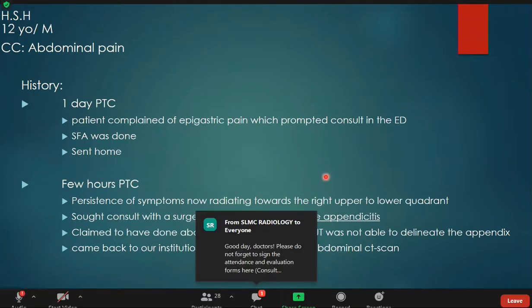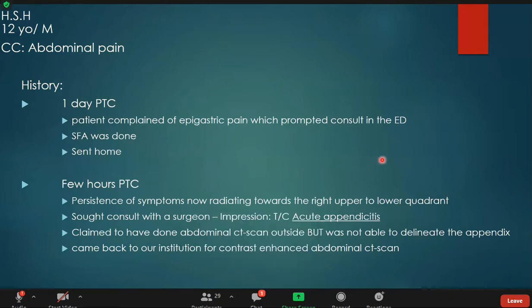Now the patient is complaining of radiation towards the right upper to the lower quadrant. They sought consult with their surgeon, and they were considering acute appendicitis. A whole abdominal CT scan was requested, which they did outside. But according to them, they could not delineate the appendix. So they came back to our institution for a contrast enhanced abdominal CT scan.